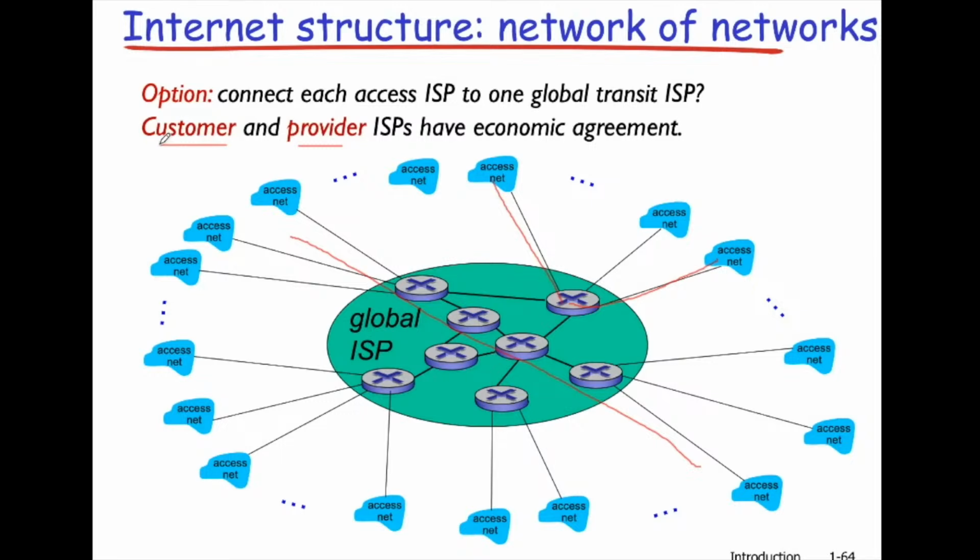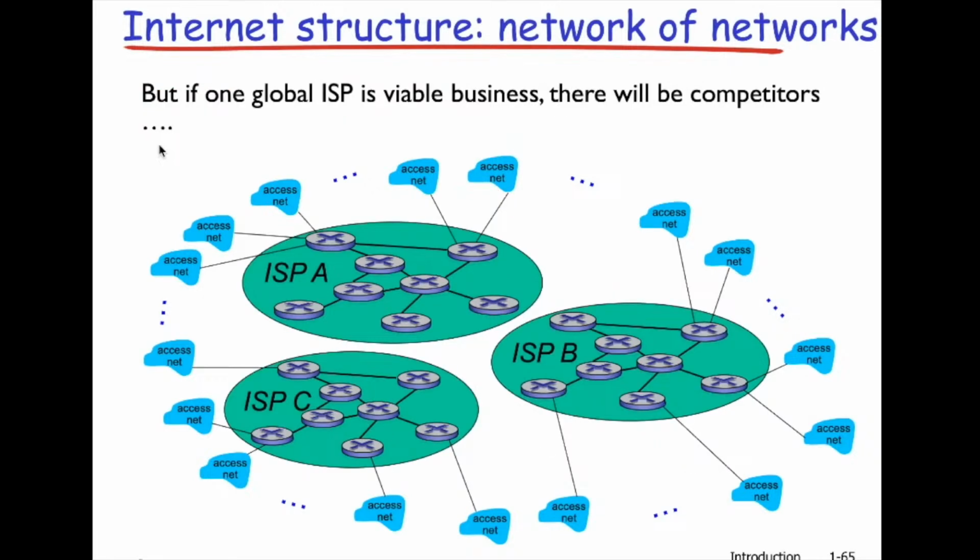Now, as the internet grows, as the number of these access nets grow, there'll be more paying for the transit services. Gradually, the global ISP will begin to see profit. And when business is profitable, you see competitors. So now we have not just one global ISP, but multiple global ISPs. So A, B, C here are three global ISPs.